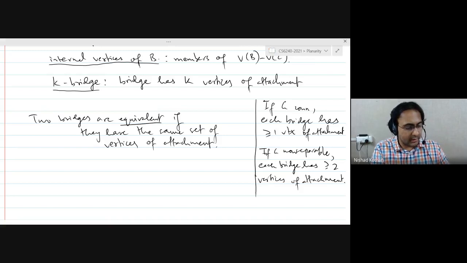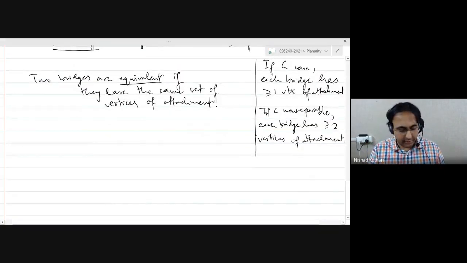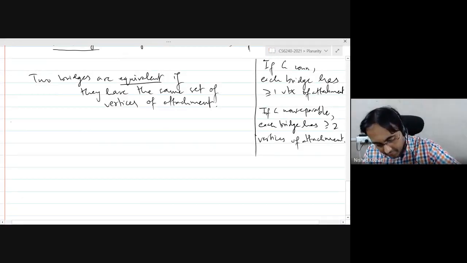Any questions or concerns at this point? So we're going to find all of this terminology useful. Don't worry about that. I'm not giving you definitions just for the sake of it.